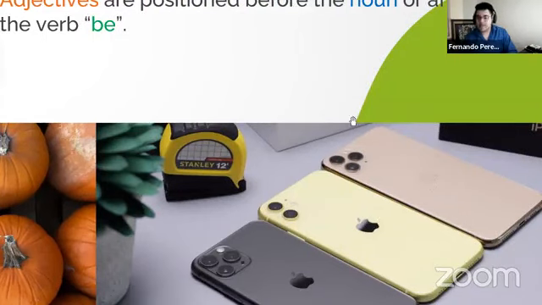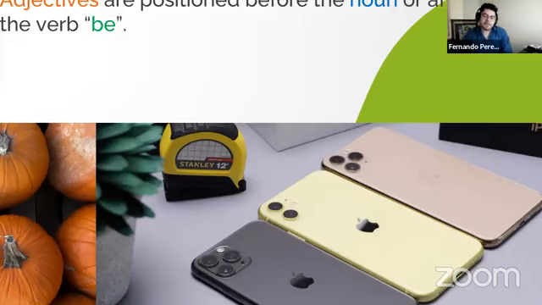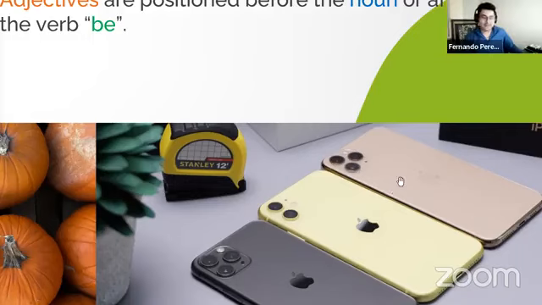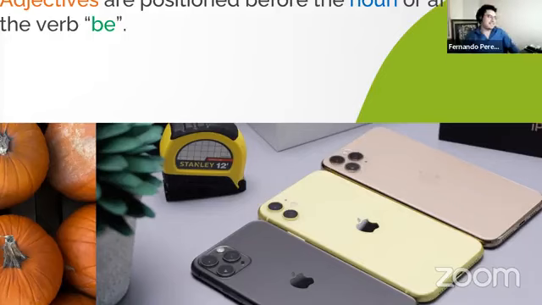Let's start with the next one. Describe the iPhones. Kelsey, describe one iPhone, describe all of the iPhones. You tell me. Which is, for example, your favorite one? The black one. The black one? My favorite iPhone is the black one. Perfect. That is the one.